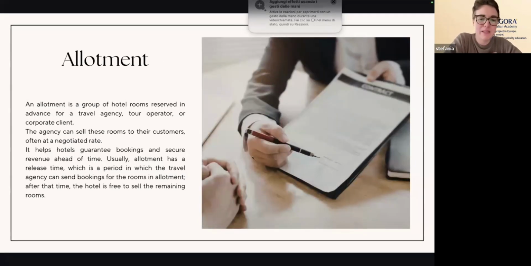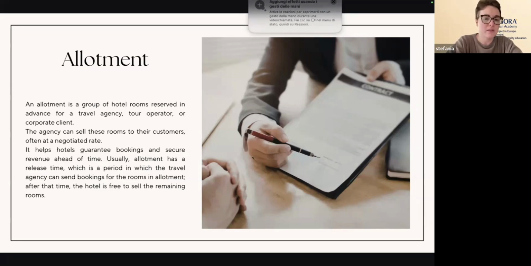Allotment. I think we will keep email and telephone call for next time because I'm going to check the time. Allotment is a group of hotel rooms reserved in advance for a travel agency, tour operator, or corporate client. The agency can sell these rooms to their customers, often at a negotiated rate. It helps hotels guarantee bookings and secure revenue ahead of time.